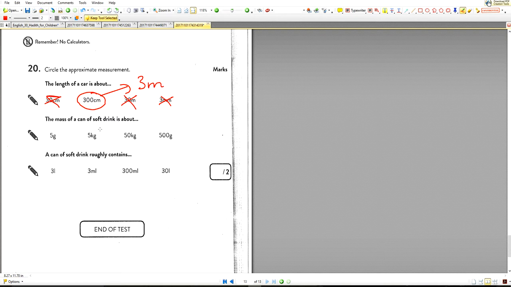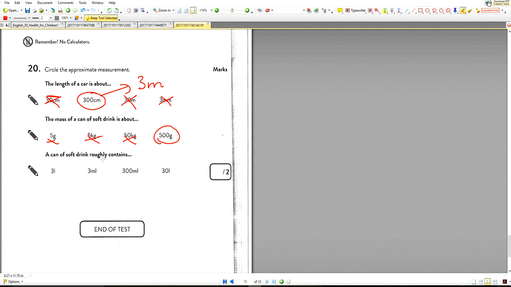The mass of a can of soft drink. Now 5 grams is literally a very small weight. 5 kilograms is 5 packets of sugar. 50 kilograms is 50 packets of sugar, and 500 grams is like half a kilogram, and that would be approximately what would be the mass of the bottle.